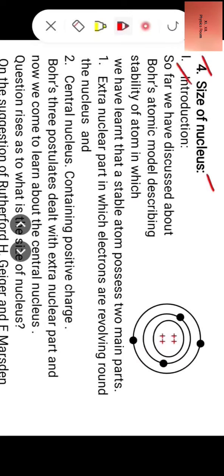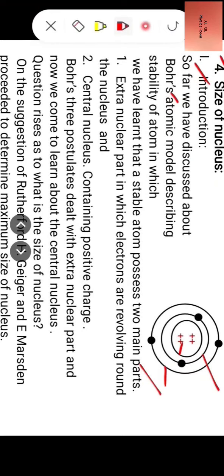Now, introduction. So far we have discussed Bohr's atomic model describing stability of atom, in which we have learned that a stable atom possesses two main parts: the extranuclear part, in which electrons are revolving around the nucleus, and the central nucleus containing positive charge. Bohr's three postulates dealt with the extranuclear part containing electrons, and now we come to learn about the central nucleus containing positive charges.